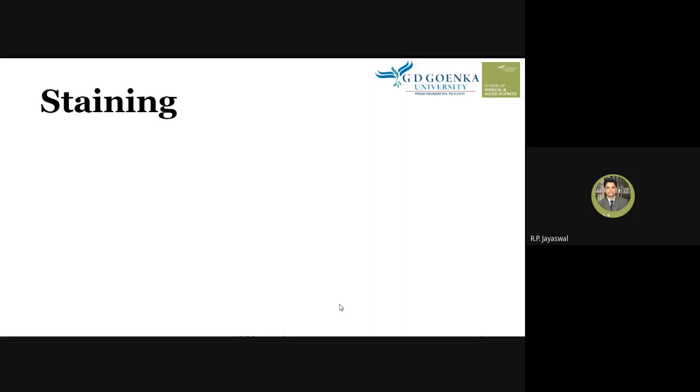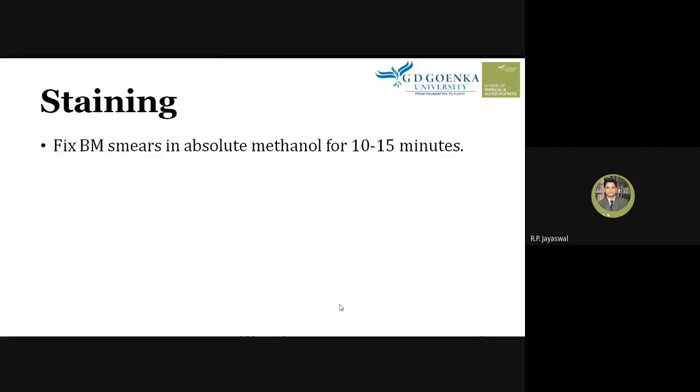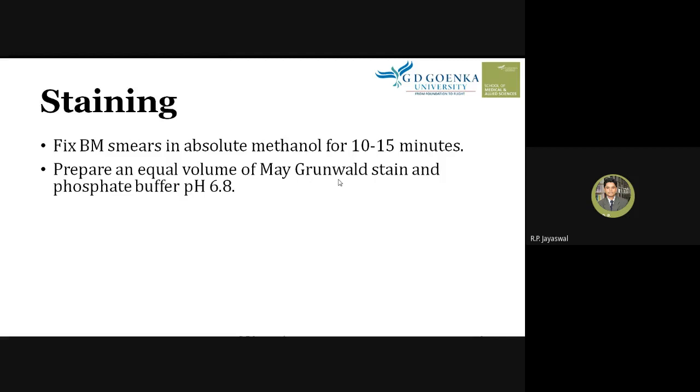Now the staining procedure. How can we do the staining? So first of all, prepare the smear. Let's say you have a bone marrow smear. Then fix the bone marrow smear in absolute methanol for 10 to 15 minutes. So we can do the fixing of this smear using methanol, and we should do fixing for 10 to 15 minutes. Prepare an equal volume of May Grunwald stain and phosphate buffer having pH 6.8. So you need to prepare equal volumes of this May Grunwald stain and phosphate buffer.